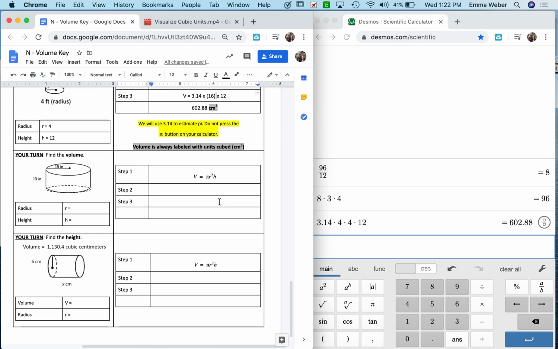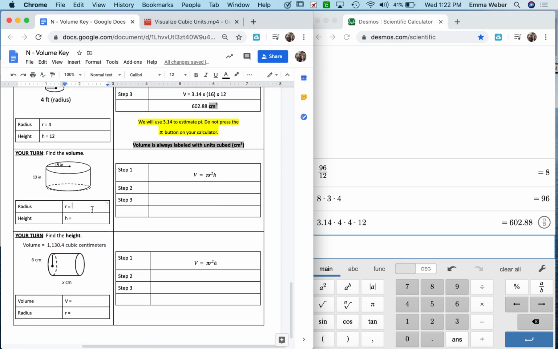So if you want to pause the video and try the next one, feel free. Right now our radius in this is 15 inches and our height is 13 inches.